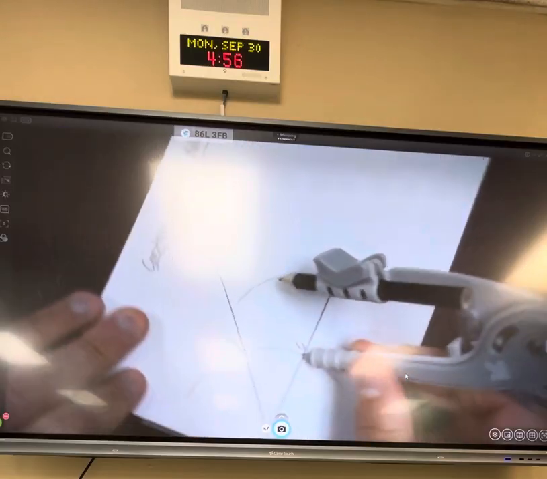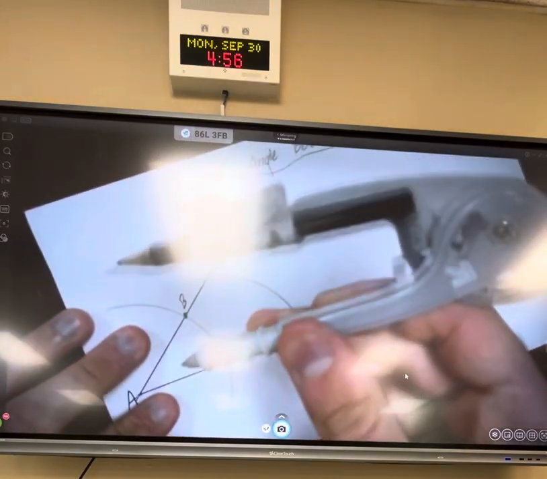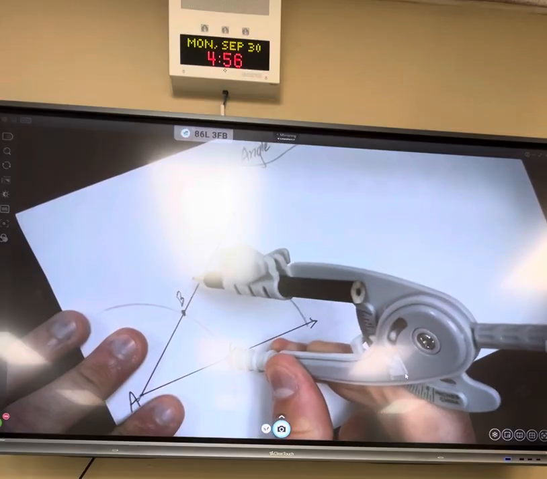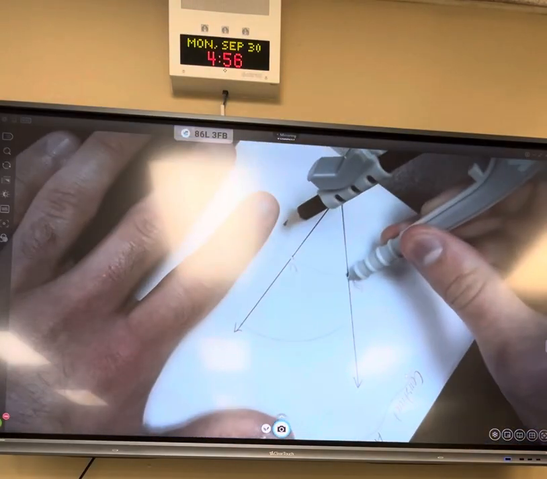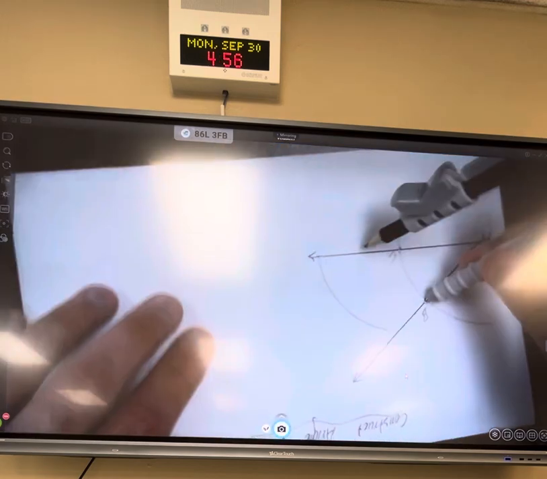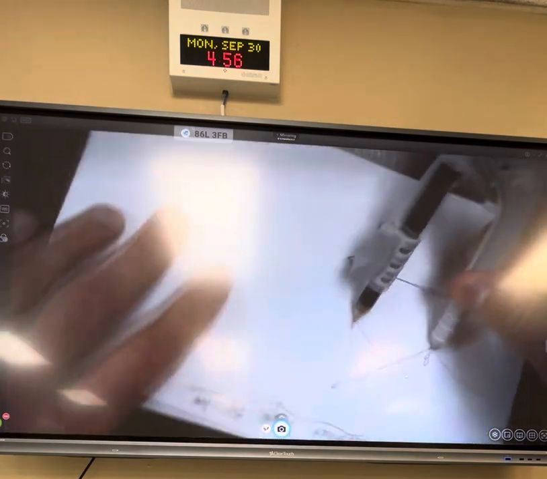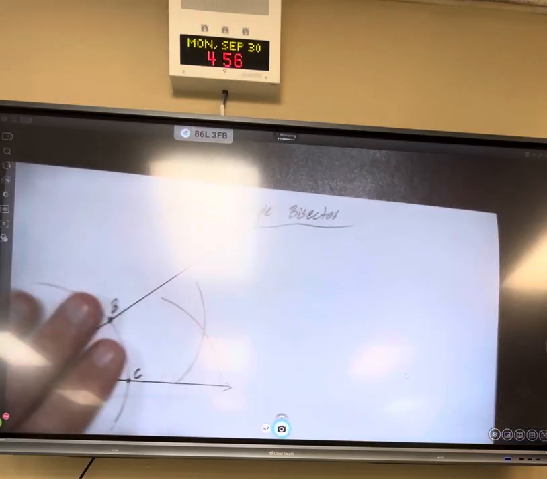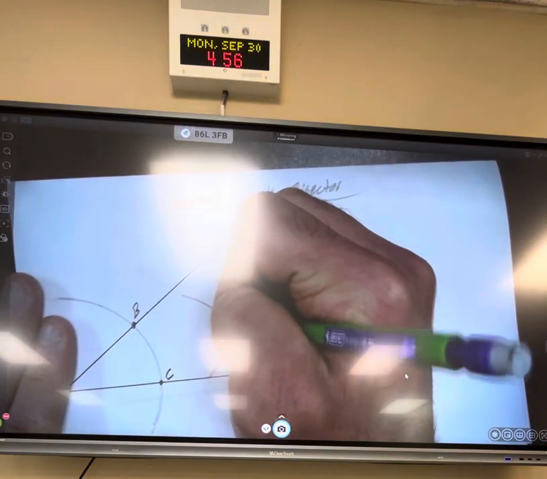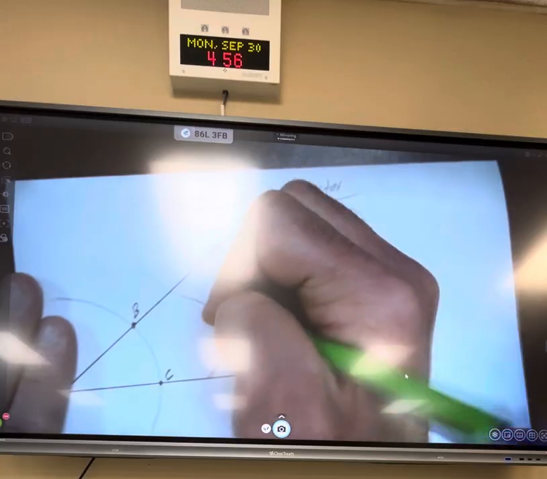Now, with the same compass setting as this one, you're going to go to B and do the same thing. Now you're going to label this point of intersection. What did they want you to name it? They wanted you to name it D.